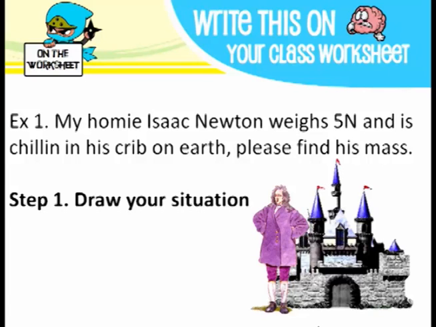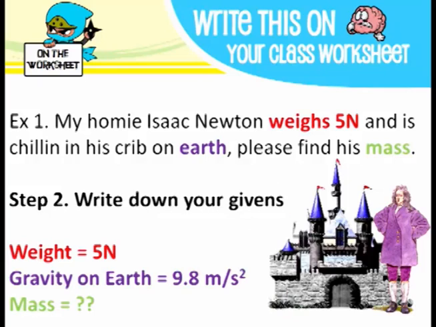So first thing you want to do is picture your situation. Alright, so we have Isaac Newton there chilling in his castle. Our second step is going to be to write down the givens. So we have weight is 5 newtons. We know he's on Earth, so Earth is a given there because Earth tells you that the gravity, or gravitational acceleration, a_g, is going to be 9.8 meters per second squared, and we are looking for mass. That is our question mark.